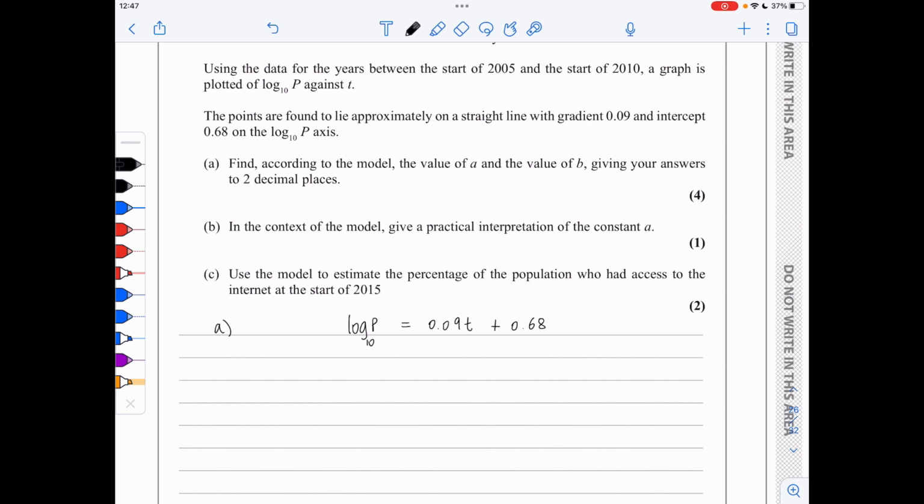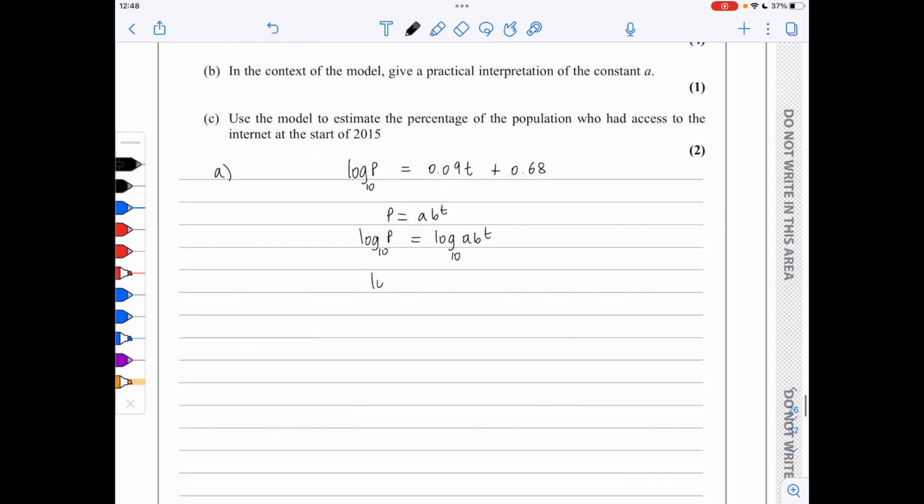We know that the model is of the form P is AB to the T. It makes sense to take logs of both sides in order to compare. So log of P is log of AB to the T base 10. So log of P base 10 will be log of A base 10 plus log of B to the T base 10, which leads to log of P base 10 is log of A base 10 plus T log B base 10. I can now compare.